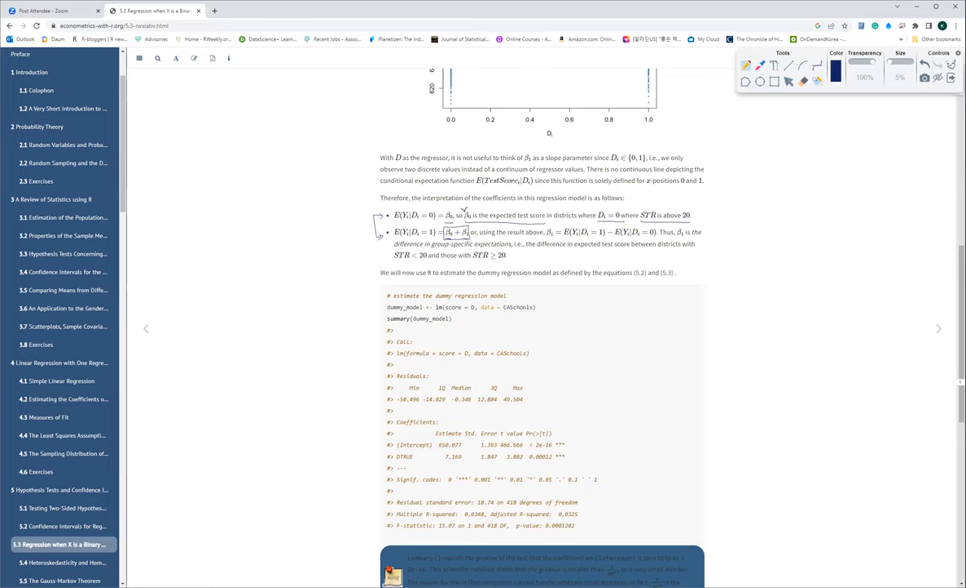So when we do the LM function using that dummy variable, we can say D and the true value. That means we set D false as what is called the reference group. So that means compared to the schools that belong to the school district value of zero.